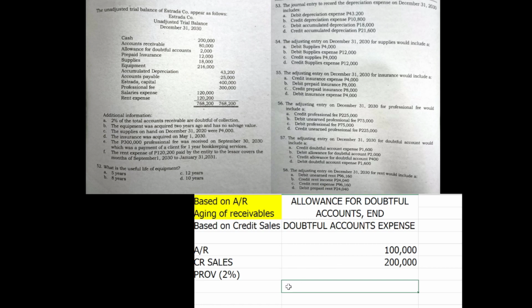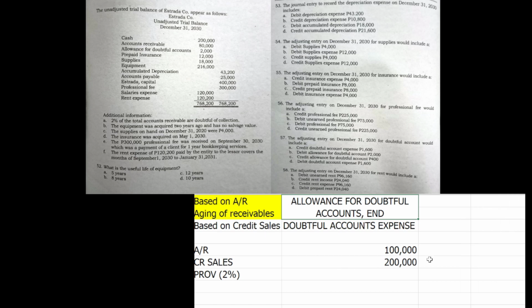So, mangyayari dyan, yung 2% ng 100,000, yun na agad yung allowance for doubtful accounts ending. Pero kapag yung 2% is nakabase sa credit sales, yung makukuha nyo is doubtful accounts expense. So, para mas maintindihan nyo, gawa tayo ng T account. Gawa tayong T account nitong allowance for doubtful accounts. Kasi dito medyo nalilito yung mga estudyante.